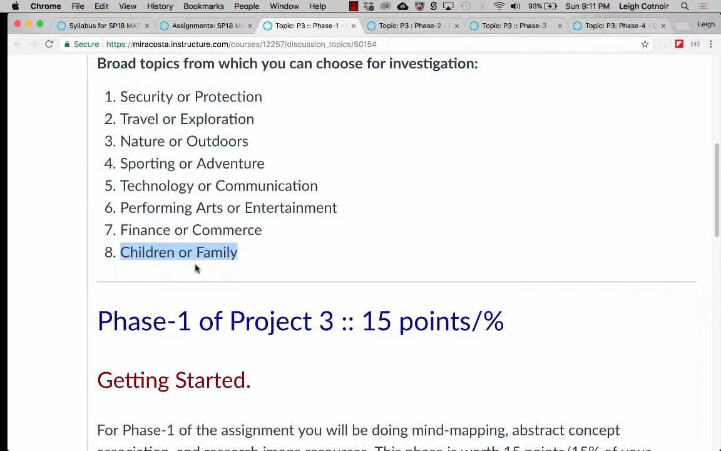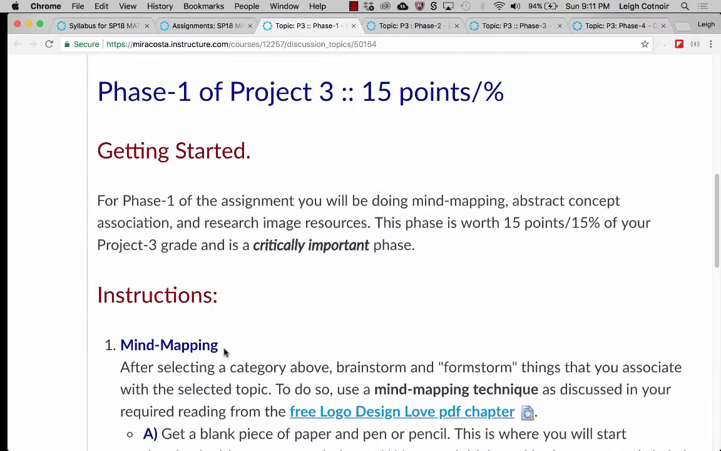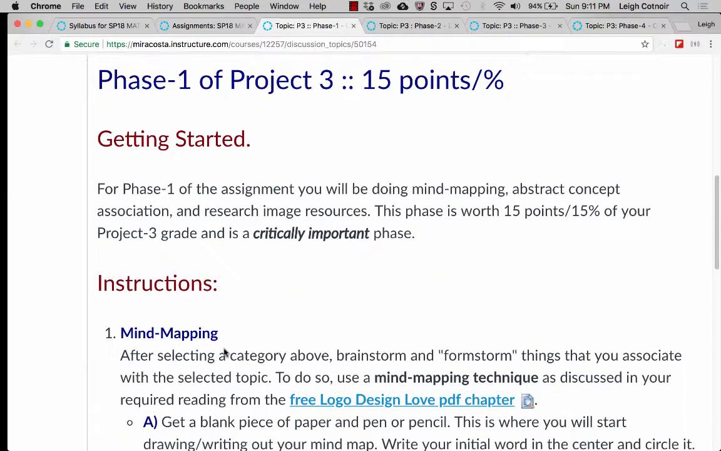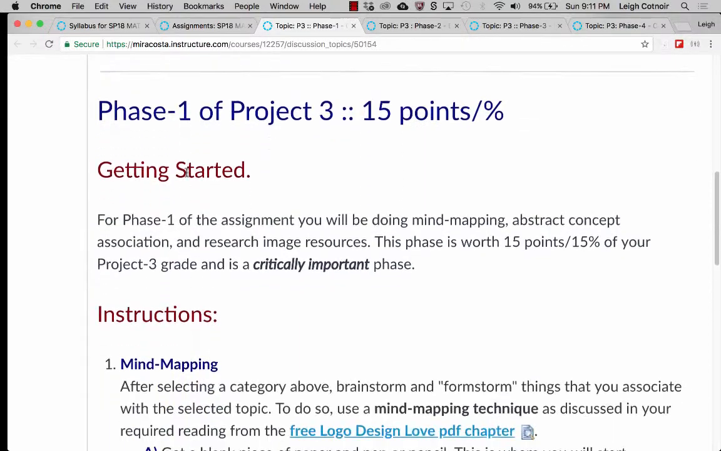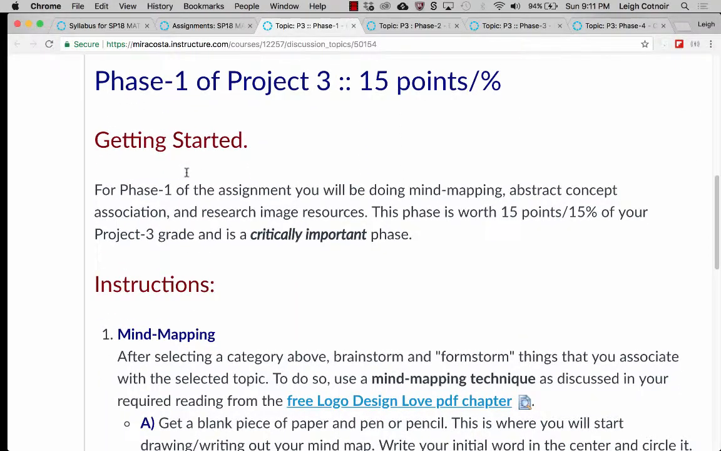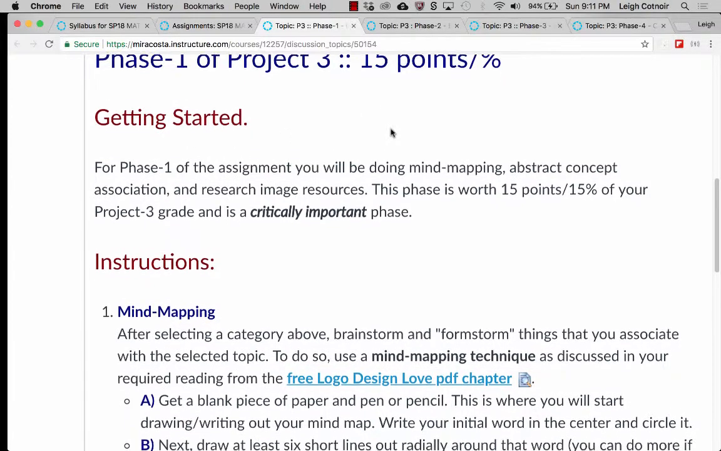Like I said before, it's not like I'm giving you some company or organization and saying, here, make a mark for it. You're coming up with a mark that's going to represent this abstract idea. Now, to do that, you're not just going to immediately start drawing based on children and family. You're going to do something called mind mapping. This is the first assignment of Project 3, and it's worth 15% or 15 points of the whole project.